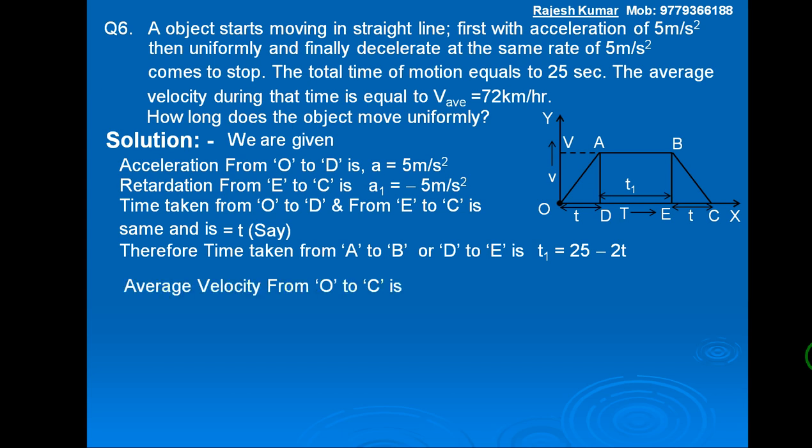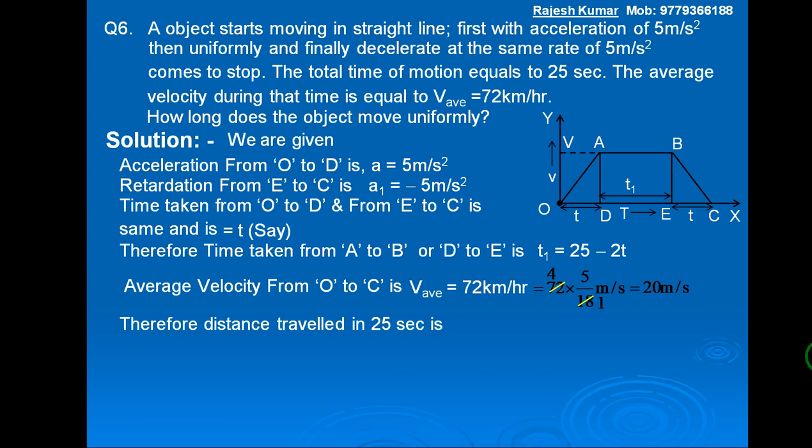Average velocity from point O to point C, V average, is equal to 72 km per hour, or it is equal to 72 into 5 upon 18 meter per second. Solving this, 18 4s are 72, 4 into 5 is equal to 20 meter per second. Therefore, distance travelled in 25 seconds is S equal to 20 into 25, which is 500 meter. Let it be equation number 1.